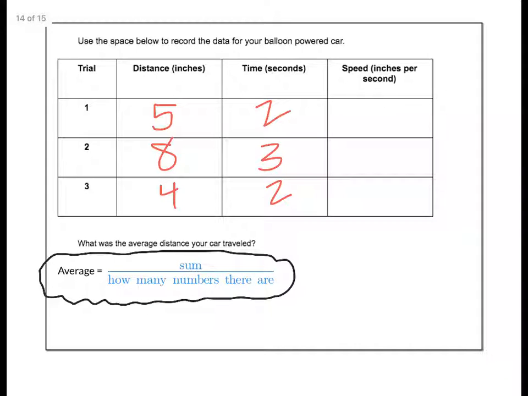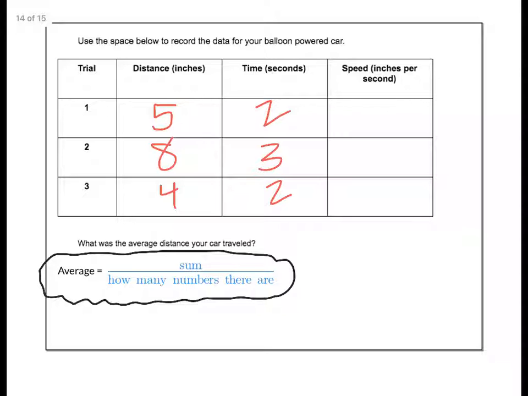Okay, so on the worksheet you'll see there's a little table. It says use the space below to record the data for your balloon powered car. So you'll do 3 trials, which means you'll test your car 3 times. Each time you'll blow the balloon up, let the car go, and you'll have to measure 2 things when it does this. So if you're working alone, maybe find someone to help you with this part.